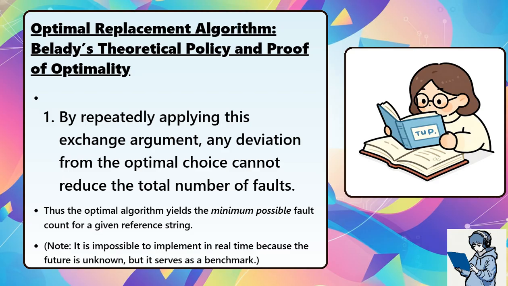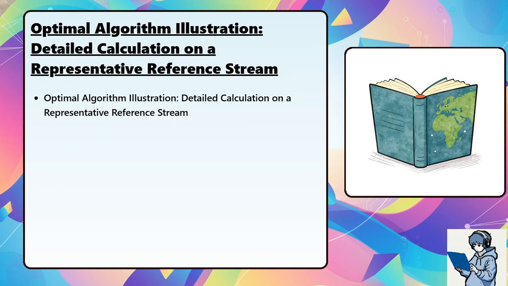Note, it is impossible to implement in real time because the future is unknown, but it serves as a benchmark. Optimal algorithm illustration: detailed calculation on a representative reference stream.